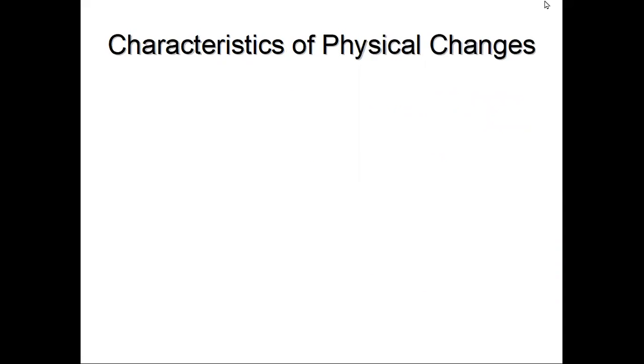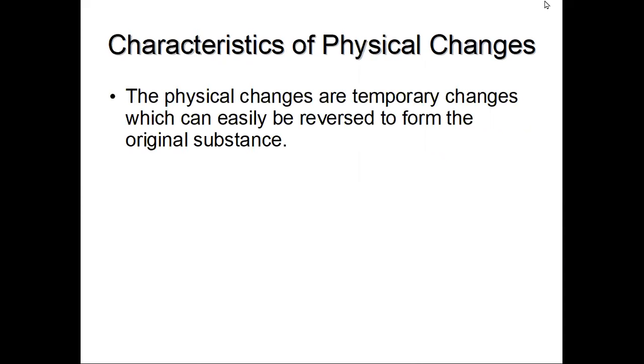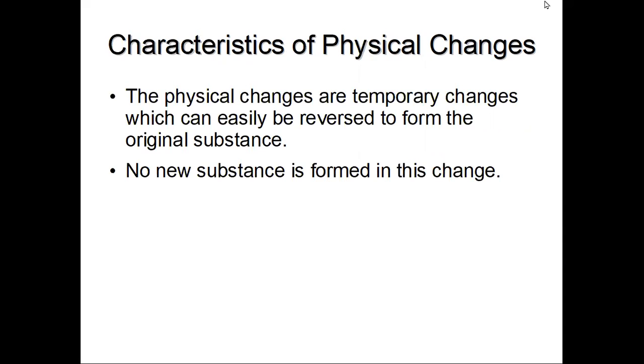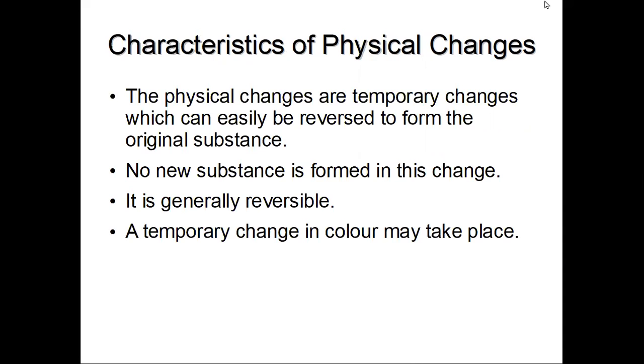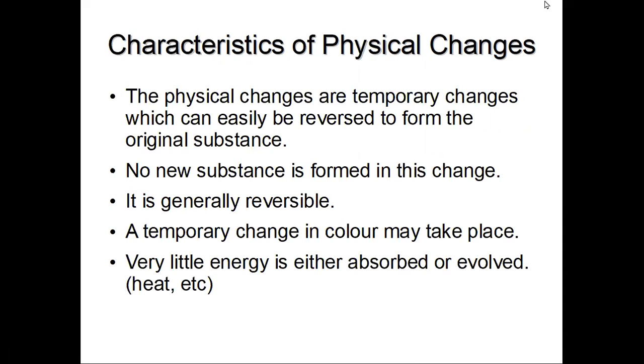Characteristics of physical changes. The physical changes are temporary changes, which can easily be reversed to form the original substance. No new substance is formed in this change. It is generally reversible. A temporary change in color may take place. Very little energy is either absorbed or involved. Example, heat.